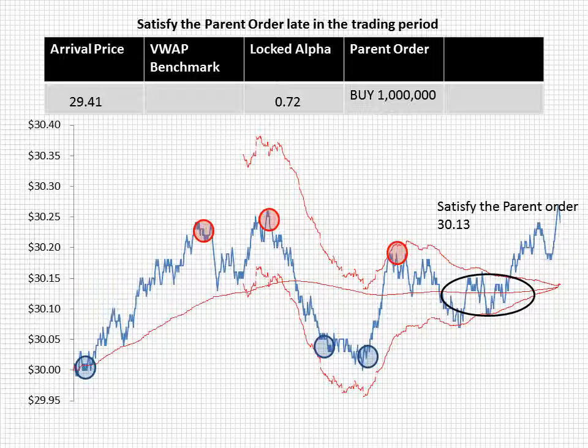So in this example, by capturing alpha and satisfying the parent order at or near the VWAP, our final arrival price is $29.41, well below the final VWAP benchmark of 30.13.